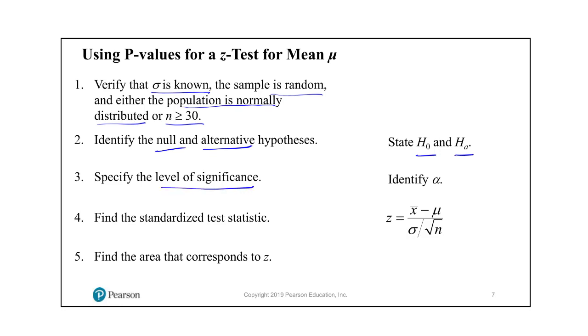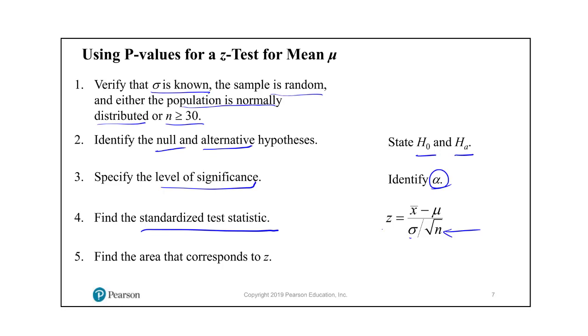Specify the level of significance, most likely given to us. So we want to figure out what alpha we're talking about here because that's going to affect our decision making. Then use the data from the sample to find the standardized test statistic z. So we'd be using x bar from the sample. Mu is something that will be based on the hypothesis we've set up. That's the hypothesized mean. And then sigma we know because that's why we're doing the z-test here. And little n is our sample size.